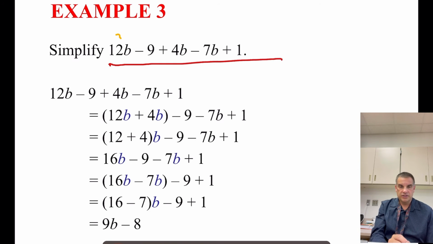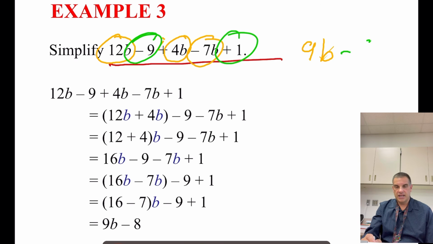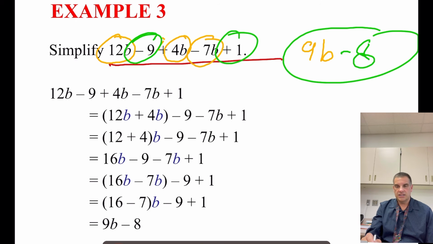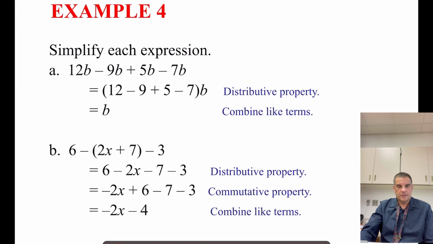All I would expect you to do is look at the like terms, b, 12b, 4b, and negative 7b. 12 plus 4 is 16. 16 minus 7 is 9, so that gives us 9b. And then you look at the numbers, and that gives us negative 8. That's your solution. You're done. You don't need to worry about all of this. That's just a lot of excess work that you really don't need to do. We're just combining like terms.